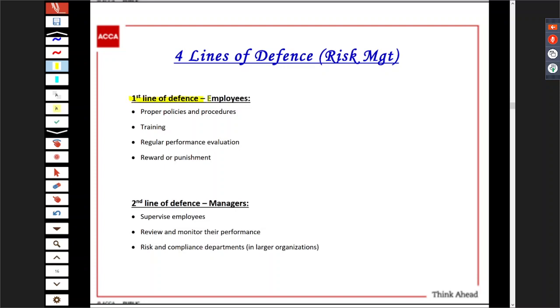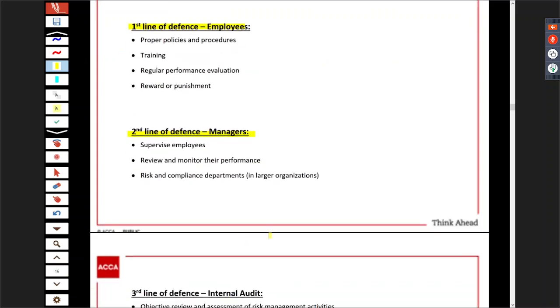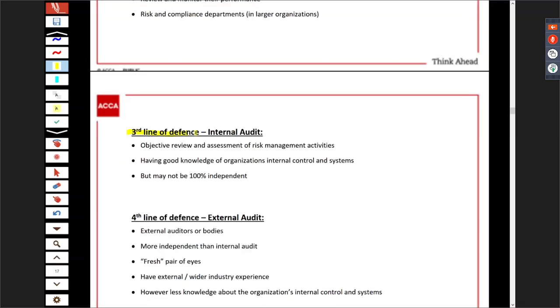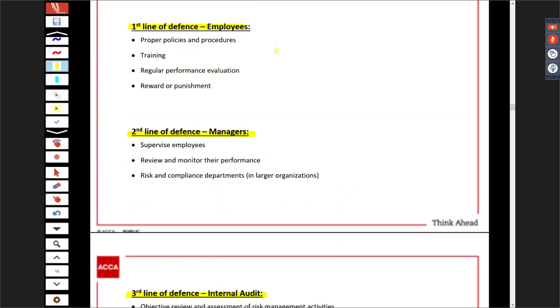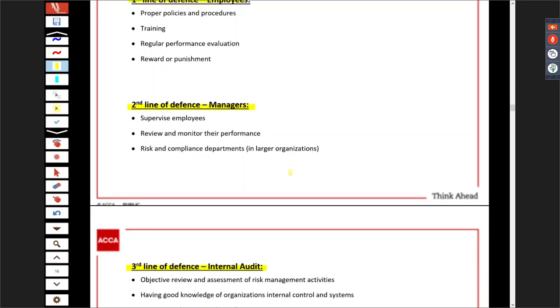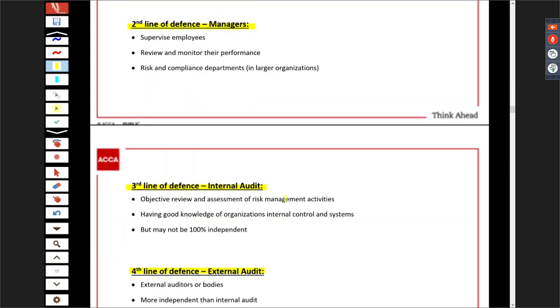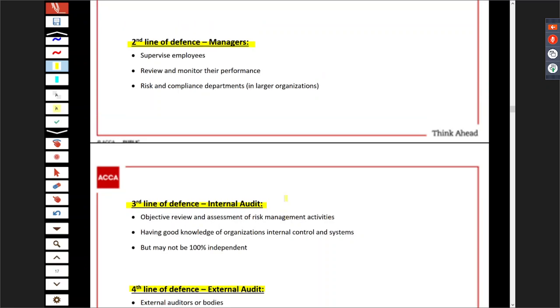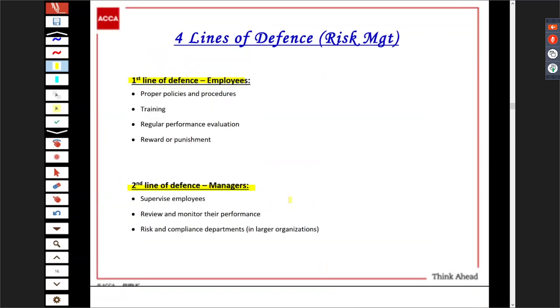The first line of defense is employees. The second line of defense is managers. The third line of defense is internal audit, and the fourth line of defense is external audit. Just remember, the first line is employees, the second line is managers, followed by internal audit, and then external audit. Right? Now I'll explain what this model is about.